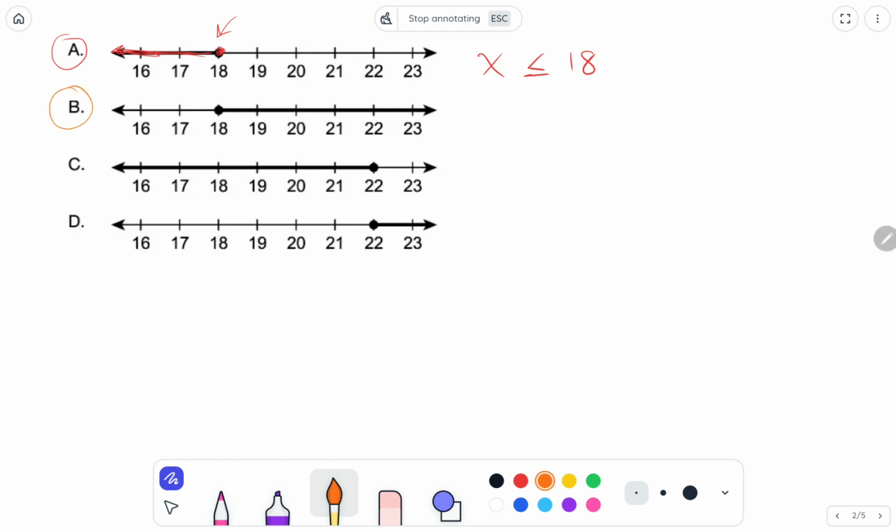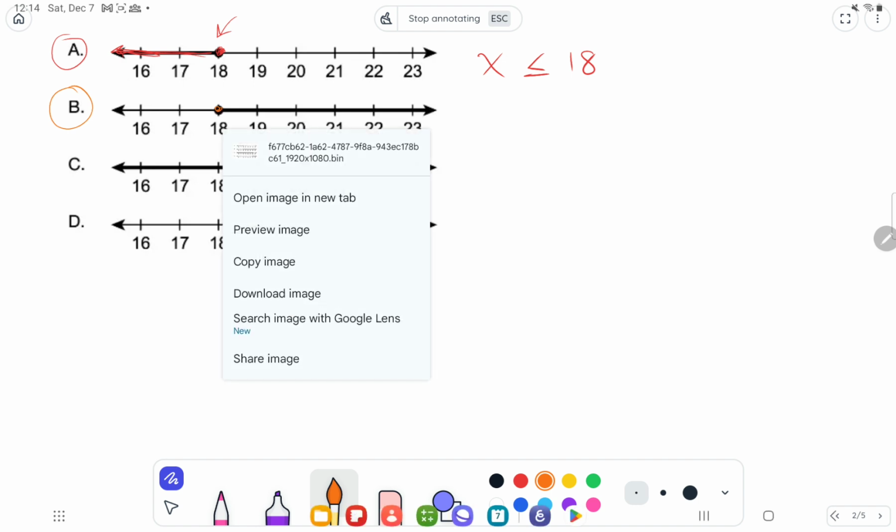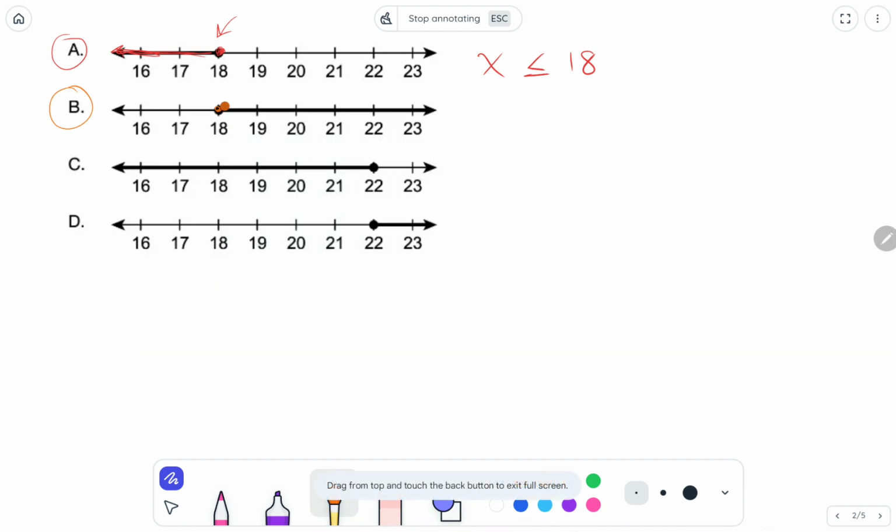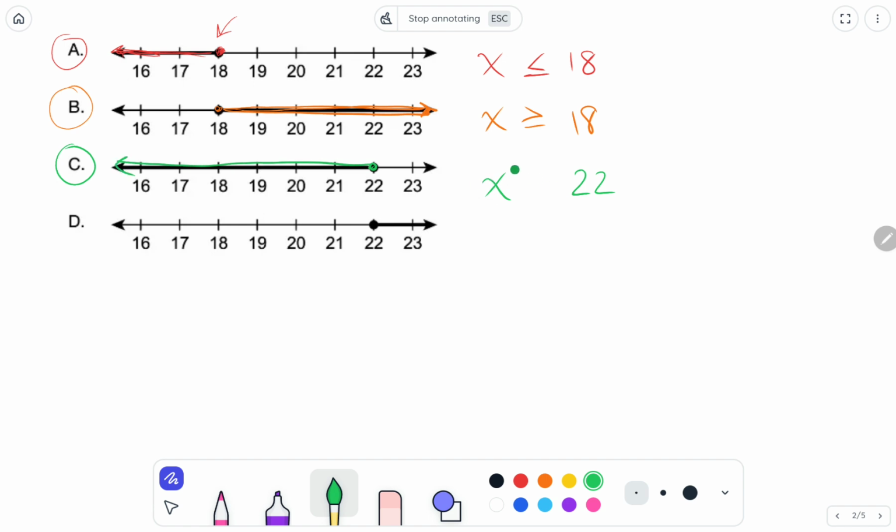All right, so now let's take a look to see how you did on B, C, and D. So again, this number line B has a closed circle at 18, and it is being shaded to the right. Anything to the right is greater than, so if we were to compare some number x and 18, we are talking about some number that is greater than or equal to 18. For number line C, we have our closed dot at 22. So comparing some number x and 22, everything to the left is being shaded. So this number has to be less than or equal to 22.